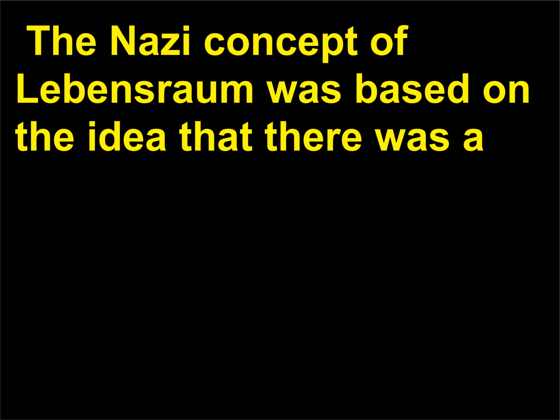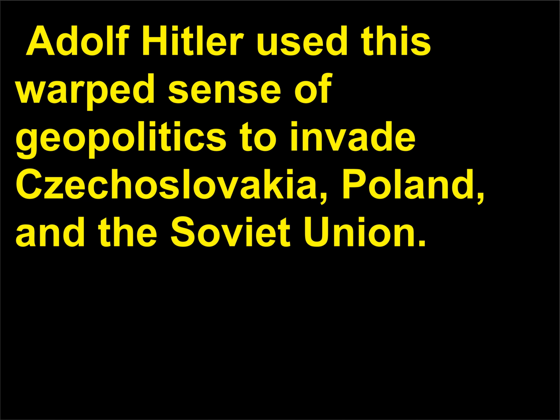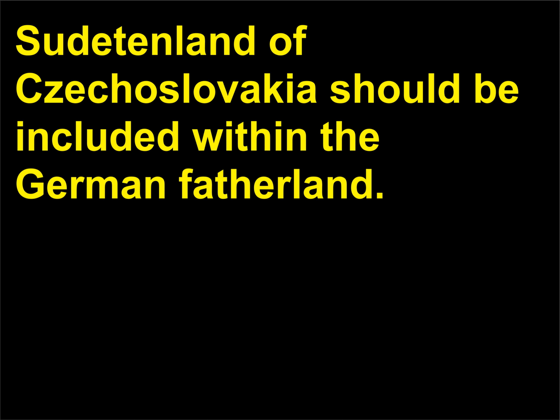The Nazi concept of Lebensraum was based on the idea that there was a racial hierarchy that allowed superior races to conquer inferior races. Adolf Hitler used this warped sense of geopolitics to invade Czechoslovakia, Poland, and the Soviet Union. For example, many claimed that the ethnic Germans living in the Sudetenland of Czechoslovakia should be included within the German fatherland.